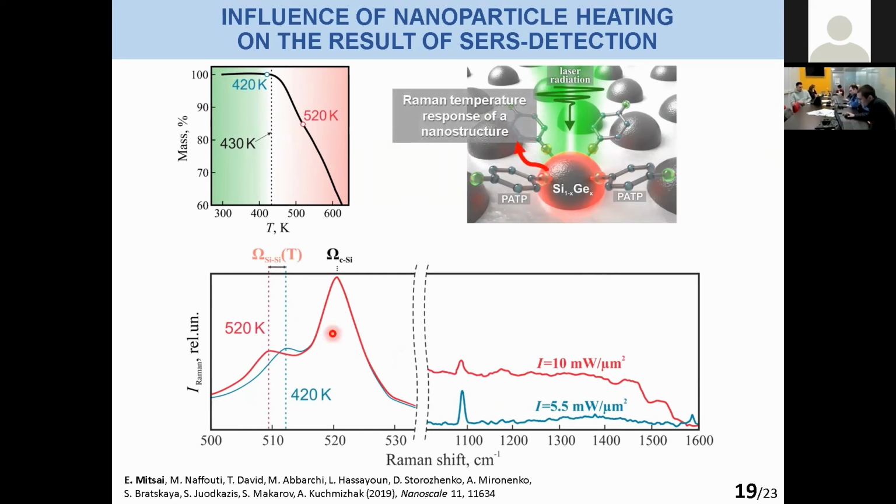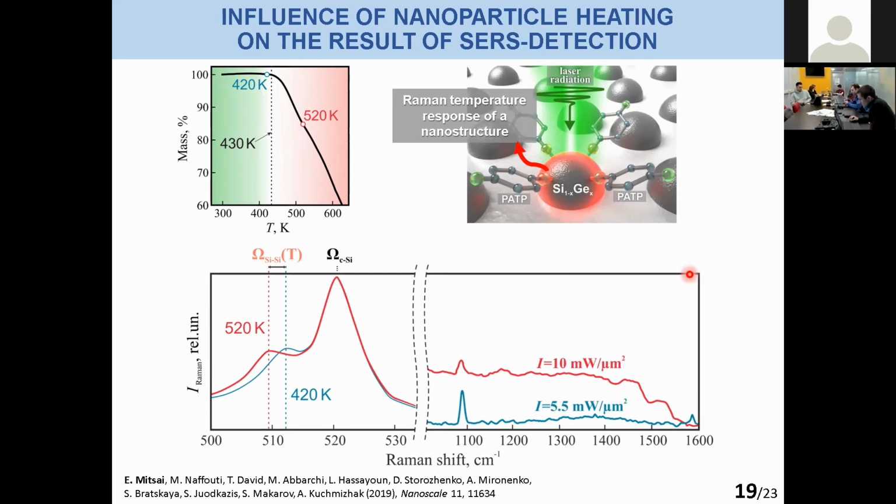The position of the silicon-silicon band helped to measure the average heating temperature of nanoparticles during measurement. So first, low density leads to heating up of nanostructures to the temperature of 420 Kelvin, which is a safe temperature for PATP molecules. And high intensity leads to heating up to 520 Kelvin, which is well above the critical temperature of decomposition of PATP molecules.